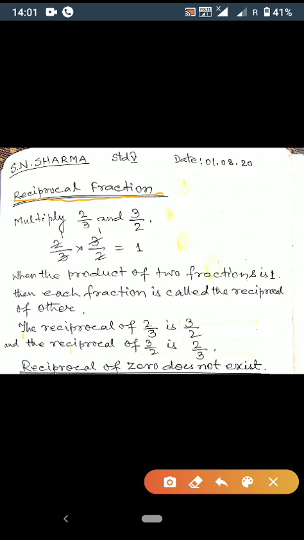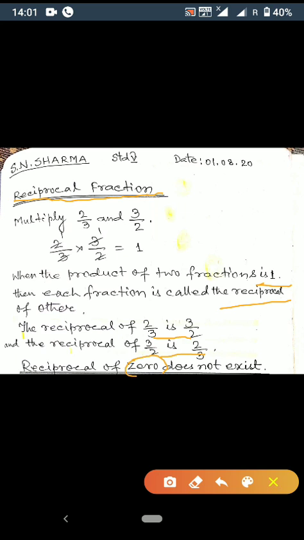For example, when you multiply 2 by 3 and 3 by 2, the product is 1. You know that the product of 2 by 3 and 3 by 2 is 1. So the reciprocal of 2 by 3 is 3 by 2 and the reciprocal of 3 by 2 is 2 by 3.